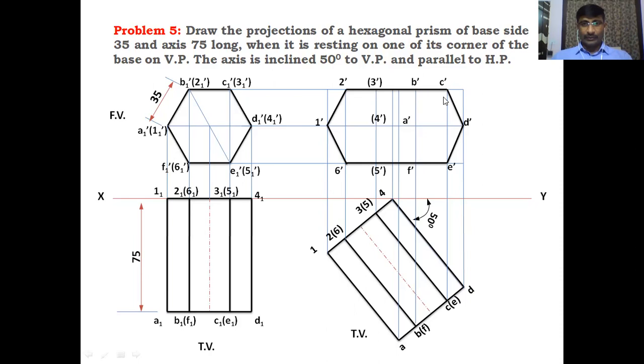After joining the outer points, you have to concentrate on the bases. So which base is visible? When looking from this side, this base is the visible base. Some part of this base is visible, and some part of this base is invisible. Which part of this base is visible? From 1 to 2 dash, 1 to 6 dash of the base is visible. Remaining corners are invisible here.